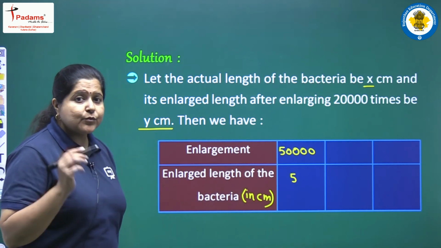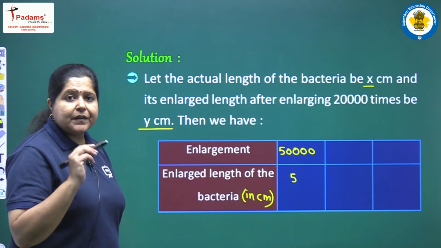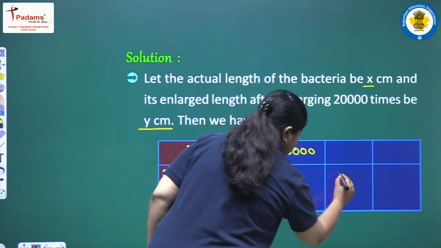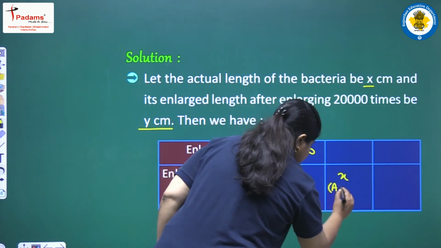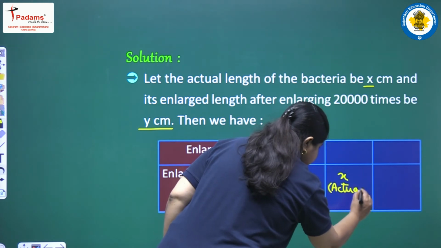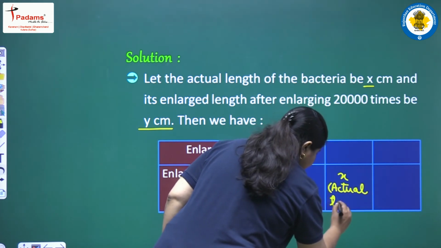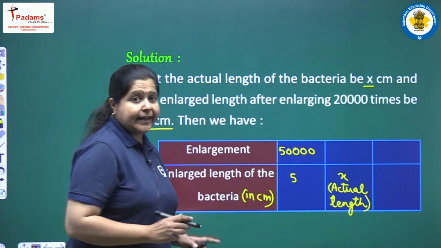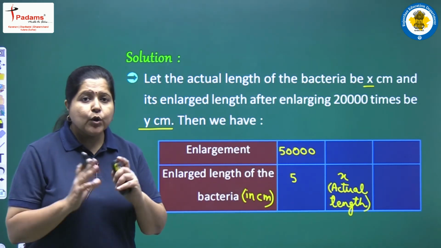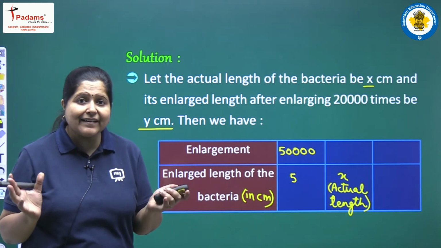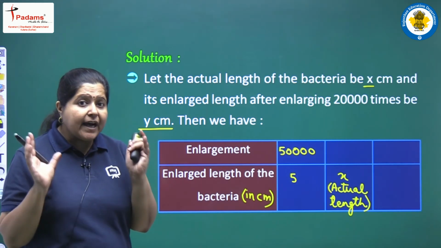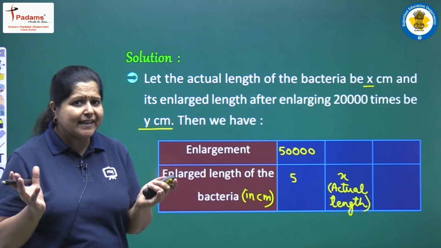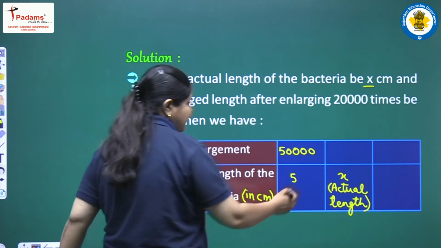Now we have been asked to find the actual length of the bacteria. We have taken it to be x centimeter, the actual length, and now this is a special case. What do you mean by the actual length? जब हम actual length देखना चाह रहे हैं बैक्टीरिया की, इसका मतलब हम उसको enlarge नहीं कर रहे, और ऐसे में जो enlargement की वैल्यू हम लेंगे वो कितनी होनी चाहिए? It should be taken as 1.